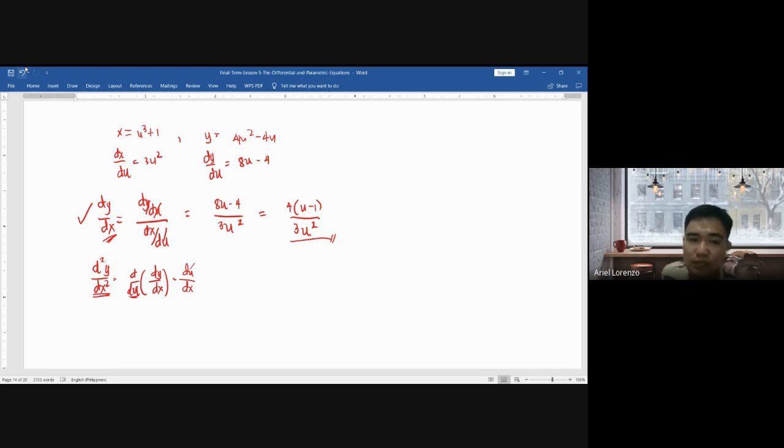Sir, saan ko kukunin yung du all over dx? Ayun, so. Kunin mo yung reciprocal niyan. Du all over dx is equal to 1 all over 3u squared. Nakuha? So, ganun lang. Tapos na.